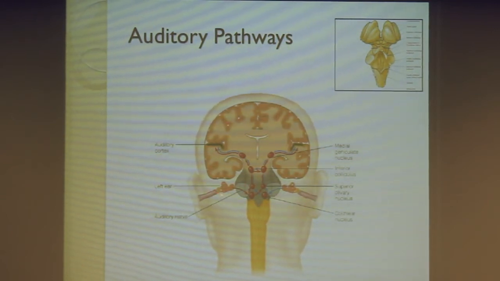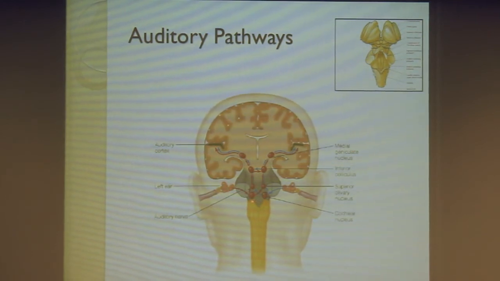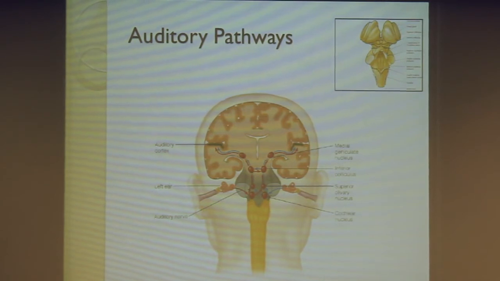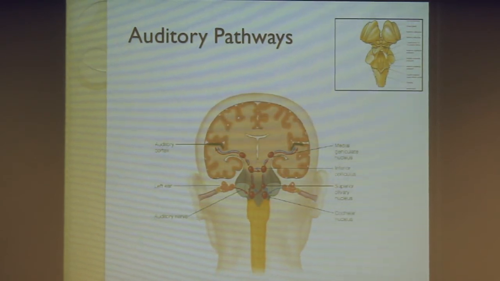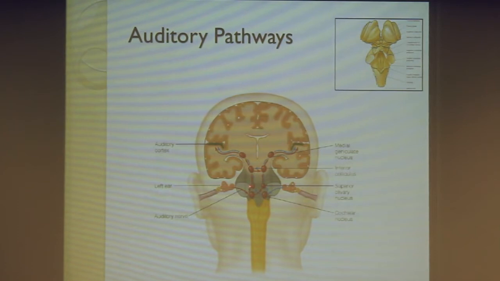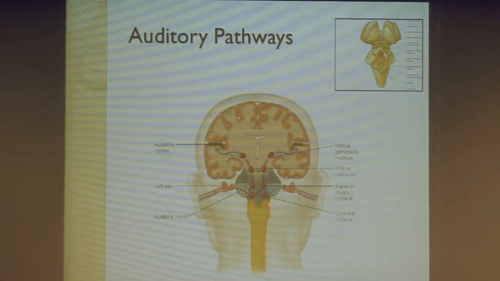The information comes into the ear, it goes to the cochlear nucleus, then it either switches across to the superior olivary nucleus, or it stays where it is, in that side's superior olivary nucleus. The information goes up to the inferior colliculus.